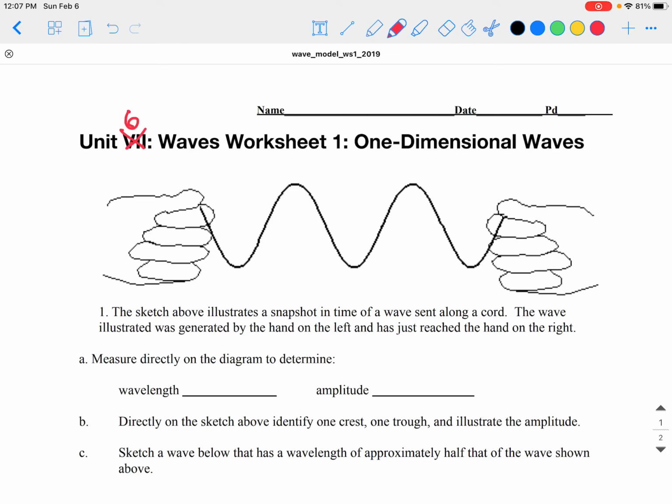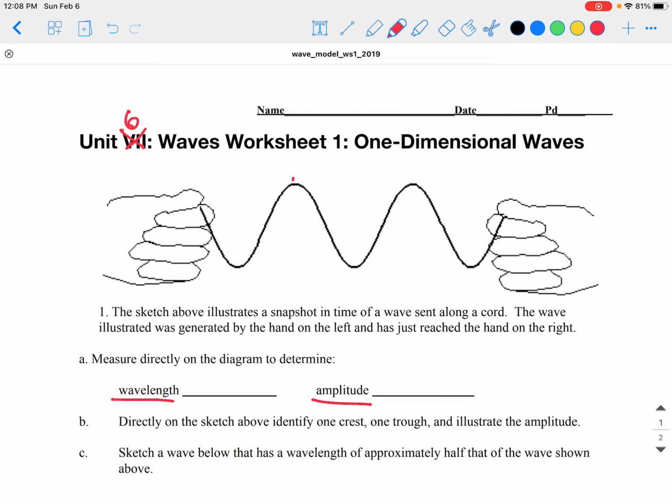Hi physics students, so we are working on Unit 6, Worksheet 1, and we are starting with the sketch of a transverse wave. This is what we call a transverse wave, and what we need to do is measure the wavelength and the amplitude. So if you remember, the wavelength can be measured multiple ways.